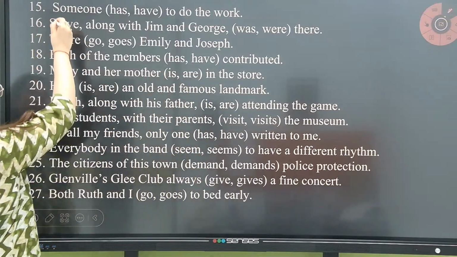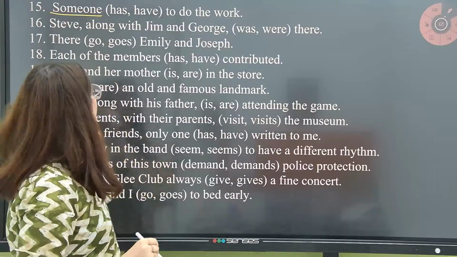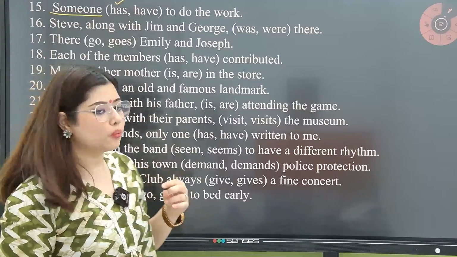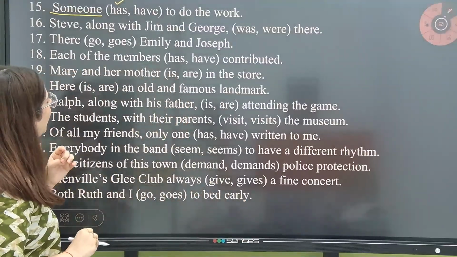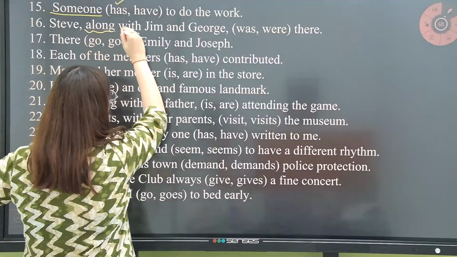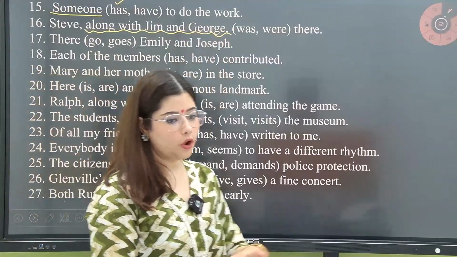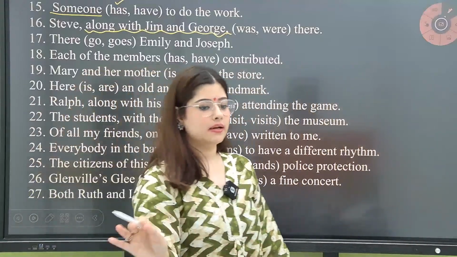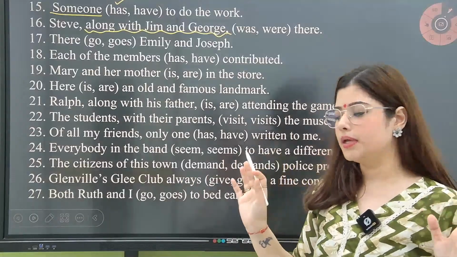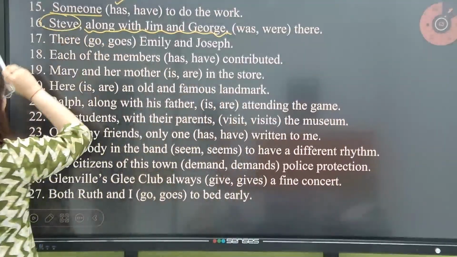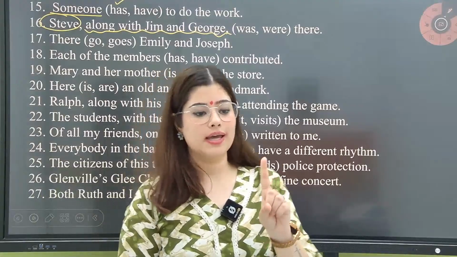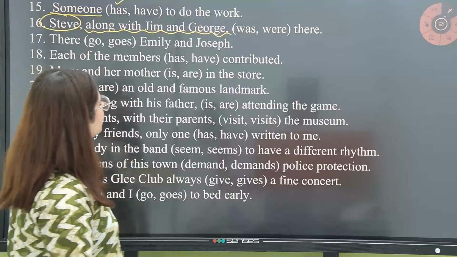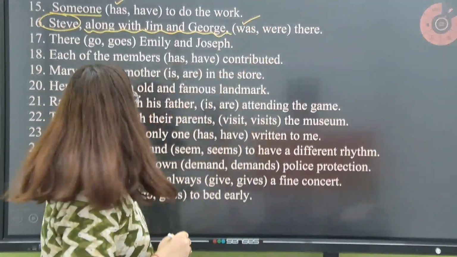Someone, singular verb form. Someone we'll use a singular verb form. Someone has to do the work. Steve along with Jim and George. Unnecessary information that we are not concerned about here. Along with, together with, as well as, we will not look at these words. These are mere words. Our subject here is Steve, and Steve is one person. Singular subject, we're going to use a singular verb form. Steve, along with Jim and George, was there.